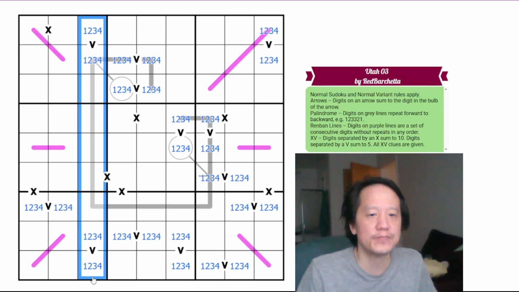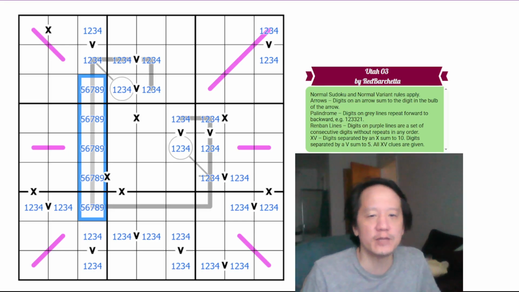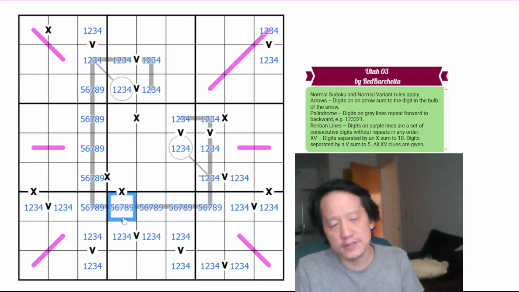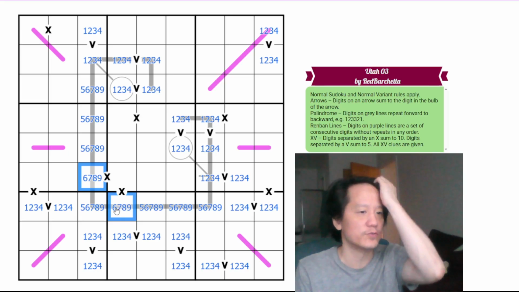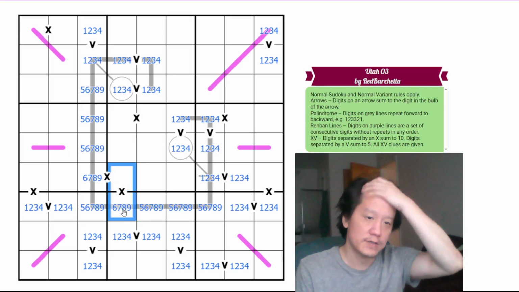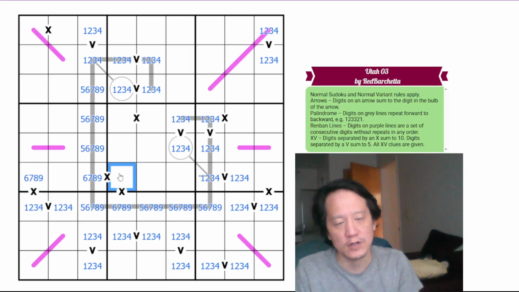Column 3 has the rest of the digits must be 5 through 9 because we have 4 digits from 1 through 4. Therefore, these are all 5 through 9, and because of the palindrome, these must be the same as these cells. So these are also 5 through 9. Well, this cannot be 5 because it's next to an X, and any digit next to an X cannot be 5 because 5 would have to add with 5 to add up to 10. So for this 10, since this is 1 through 4, this must be 6 through 9 here. This must be 1 through 4 to add up with 6 through 9 to add up to 10.